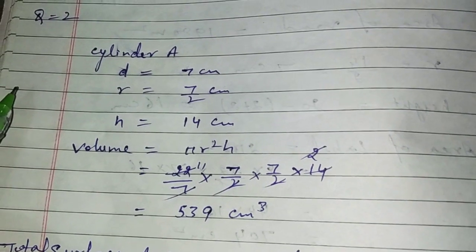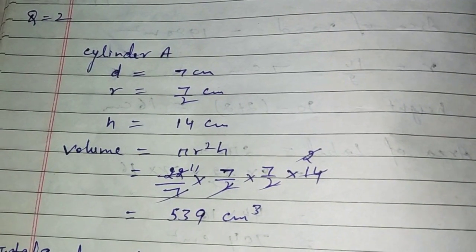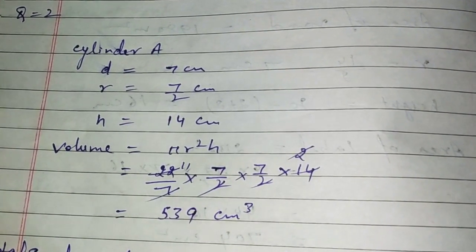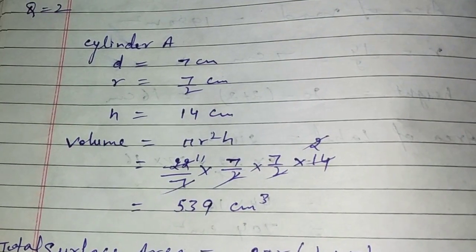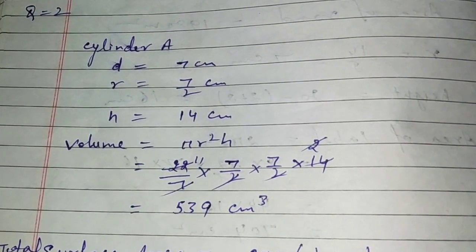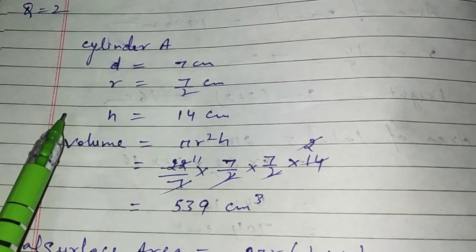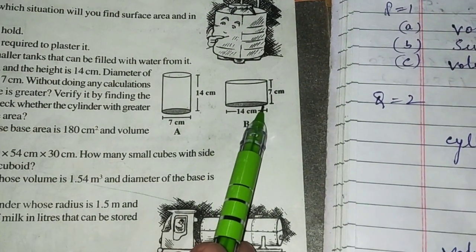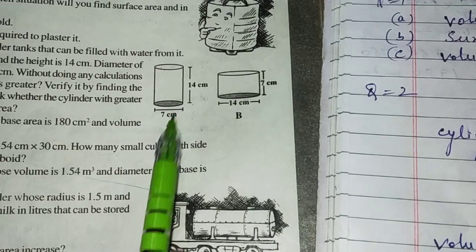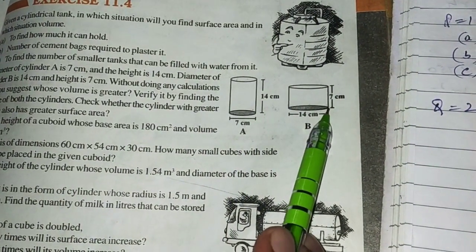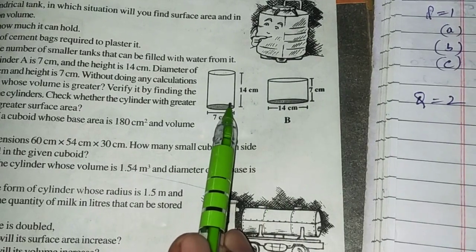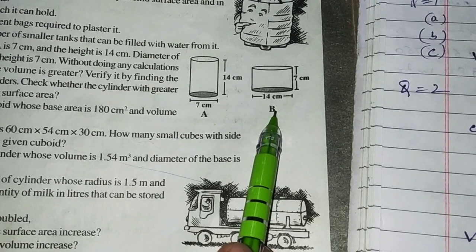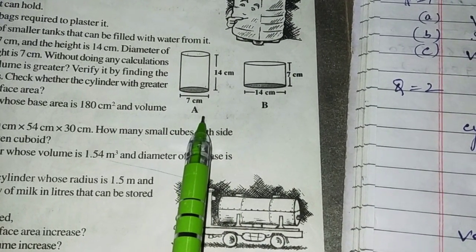Now in the second question, two cylinders are given, A and B. Their diameter and height are given. So without calculation, first you have to find out which cylinder has greater volume. Now in the first cylinder, the diameter is 7. In the second, that is 14, double of A. In the first cylinder, height is 14, and in the second, the height is 7. So the height of A is double, but in case of diameter, the diameter of B is double of A.